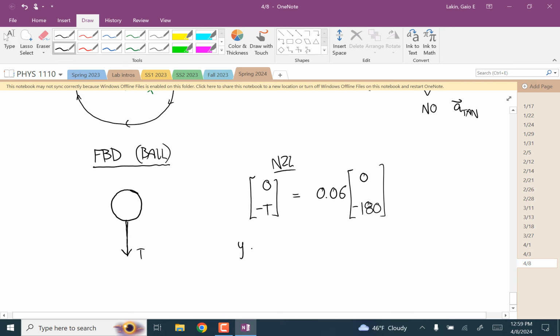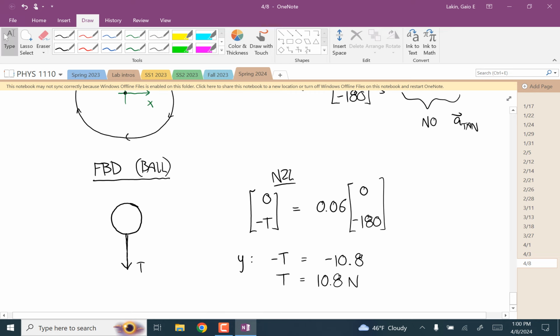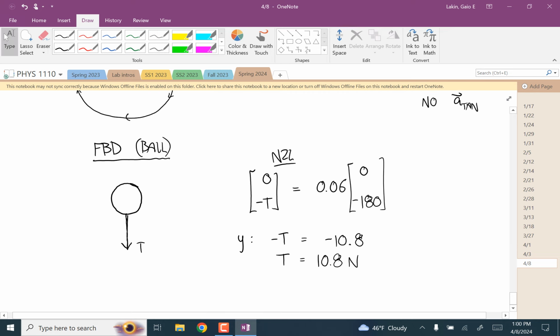And so the y equation says negative t is equal to negative 10.8. And so T is equal to 10.8 newtons. So if you're doing this motion with a string that can withstand, say, 11 newtons of force, then it'll do this and it won't break. If it can only withstand 10 newtons of force, then you do this motion and the string will break.